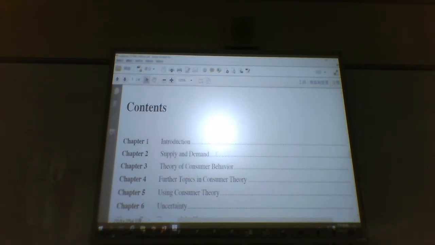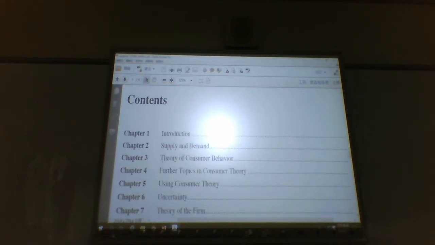Okay, so when we get to that, we will discuss a little bit more. So for chapter two, we discuss the overall interaction of the market, so with supply and demand. And for chapter three, we are going to discuss the behavior of individual consumers. So basically, we assume consumers are going to maximize their benefits or utility, okay? And so in chapter two, we talk about a general idea about how the supply looks like and how the demand looks like.